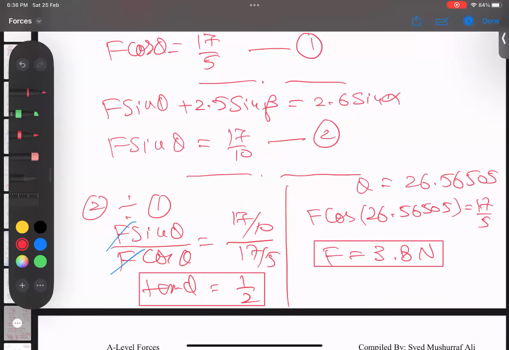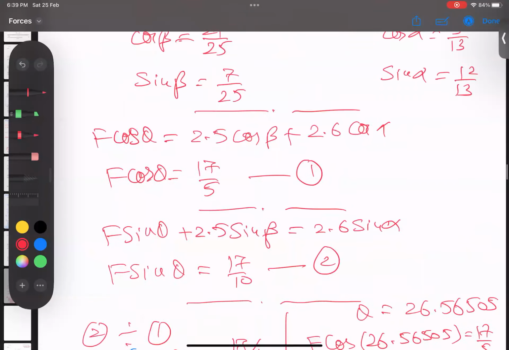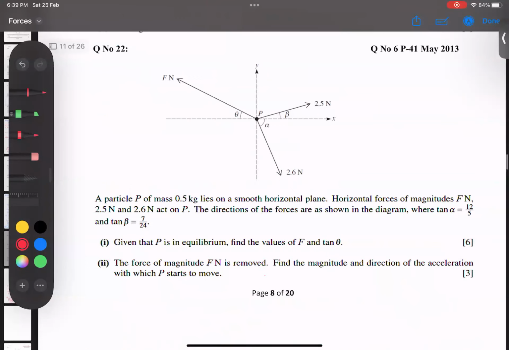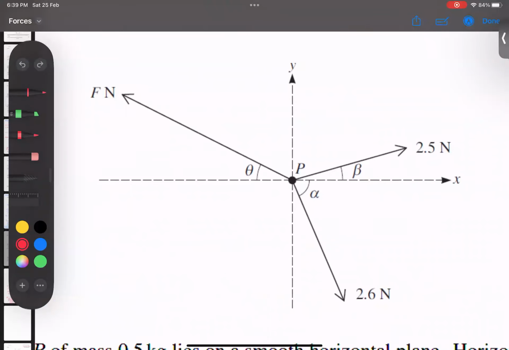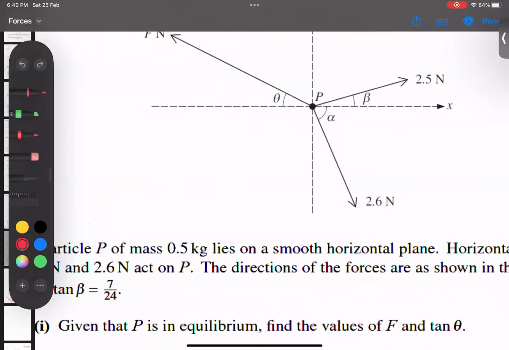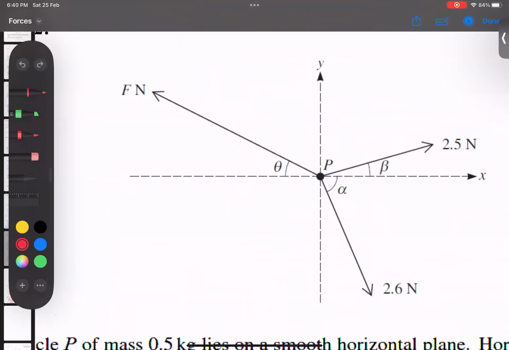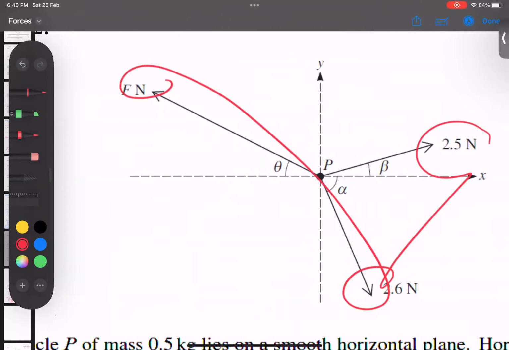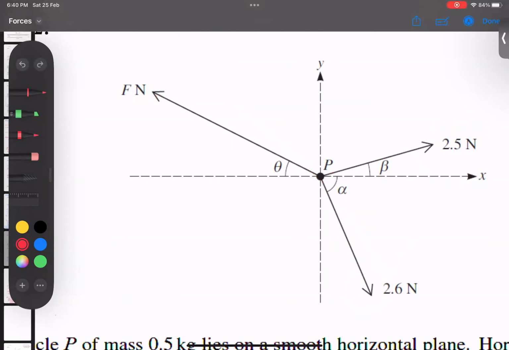And now I'm going for the next part. So have a look here. Part number 1 is over. Part number 2. He's saying the force F is removed. Very interesting. This concept is that the current situation is in equilibrium. He mentioned equilibrium here. So when equilibrium is there, it means these three forces are acting in such a way on the particle P that the system is balanced.